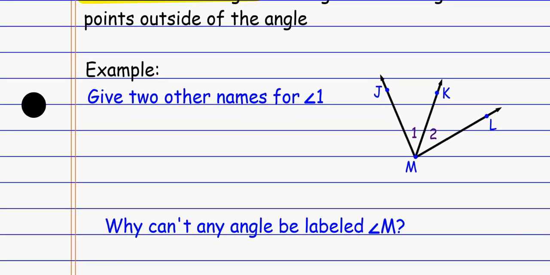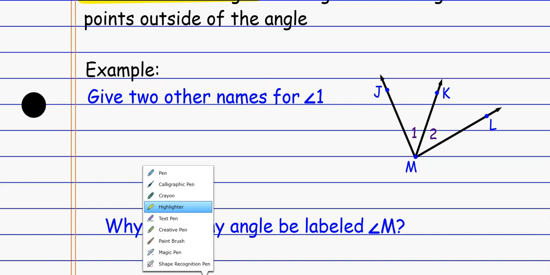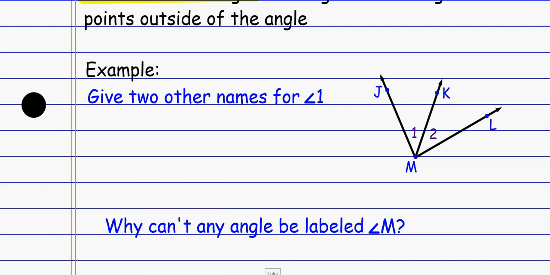For example, let's just do some naming. It says, give two other names for angle 1. All right, so angle 1, I could label this in different ways. I could say, hey, that's angle. I could use the point system and just say that's angle JMK.